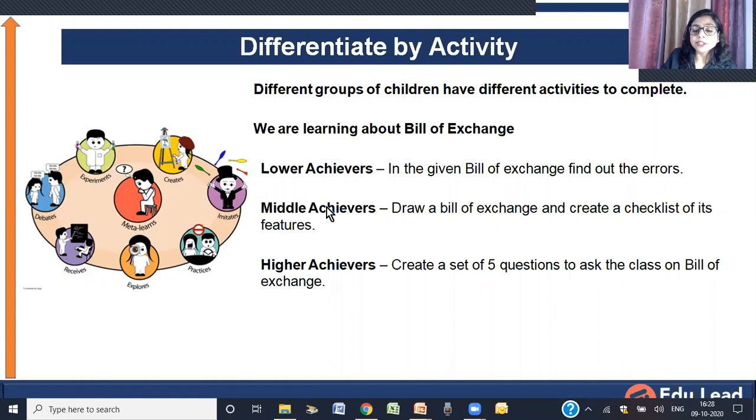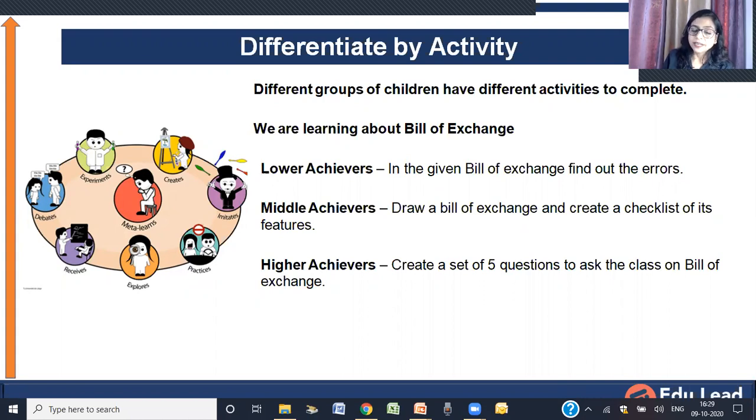To the middle achievers, you will say, draw a bill of exchange and create a checklist of its features. What all important things have to be there in a bill of exchange? So you have to create a checklist of that. And to the higher achievers, you can say, create a set of 5 questions to ask the class on bill of exchange, right?